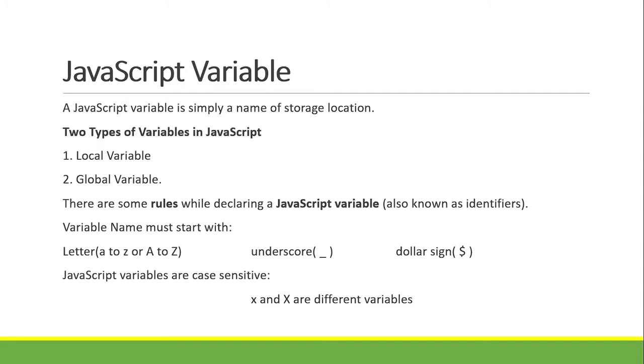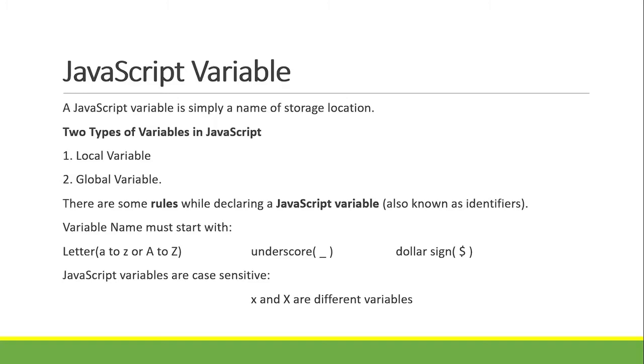JavaScript Variable. A JavaScript variable is simply a name of storage location. There are two types of variable in JavaScript. First is the local variable, and second one is the global variable. There are some rules while creating a JavaScript variable, or also known as identifiers. Variable name must start with letter A to Z or capital A to Z. And it can also start with underscore or $ sign.